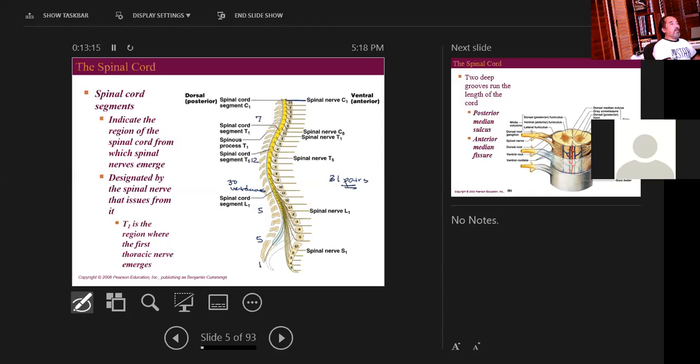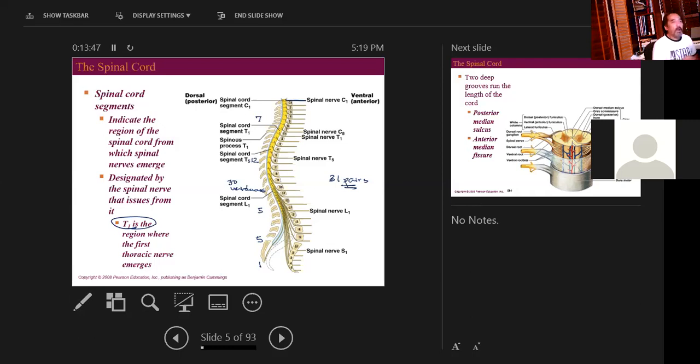The segments indicate the cords from which spinal nerves emerge, such as cervical spinal nerves, thoracic spinal nerves, lumbar spinal nerves, and the sacral spinal nerves. They're designated by numbers. An example is T1. When you say T1, it is the region where the first thoracic nerve emerges. We're going to be using that as a description of the spinal nerve.